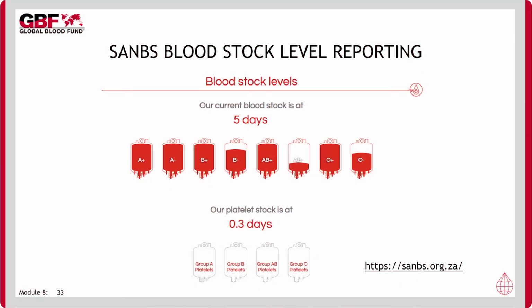Relatedly, there is a global good practice trend where various blood services publish blood stock information on their website. On the slide is a screen grab of that day's status posted by the South African National Blood Service. It can be noted that the blood groups B negative, AB negative, and O negative are below the desired threshold. Also, the platelet stock levels are shown at 0.3 days.